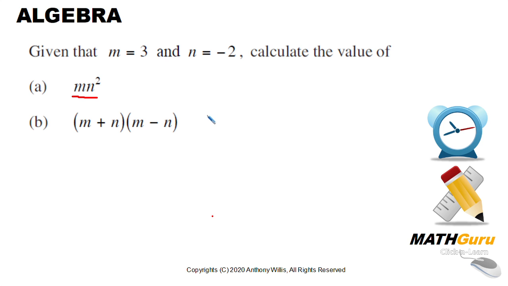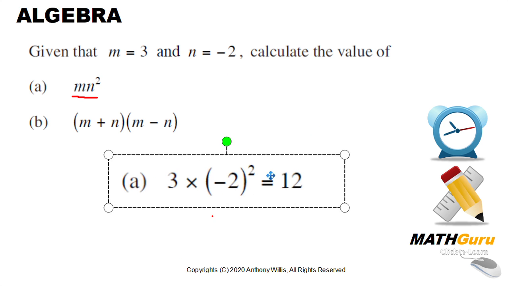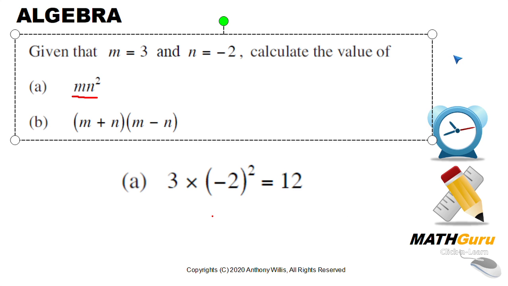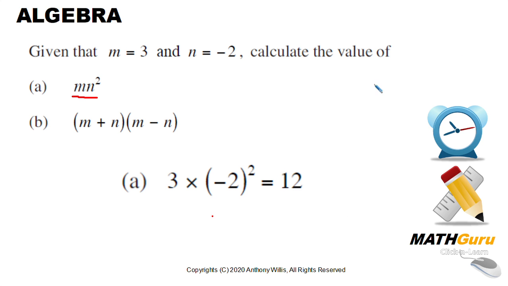Now, there's a trick that's being pulled on you in the sense that they're using negative numbers, minus 2, because most students get confused when they say minus 2 and they don't know how to make the substitution. Well, this is how it's done. You plug in the value of m equal to 3 in the expression.